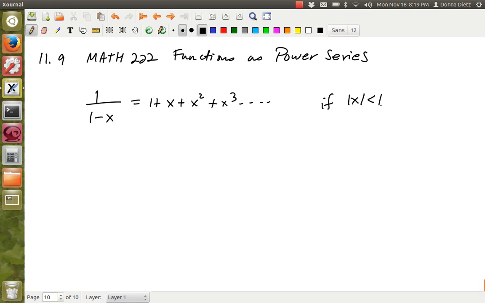At the endpoint where x is 1, it's obviously just 1 plus 1 plus 1, so that's not going anywhere useful. And at the endpoint where x is negative 1, it goes 1 minus 1, plus 1 minus 1, plus 1 minus 1. Okay, so that doesn't do us any good. But we're going to do a cute algebra stunt. We can replace the x with something else.